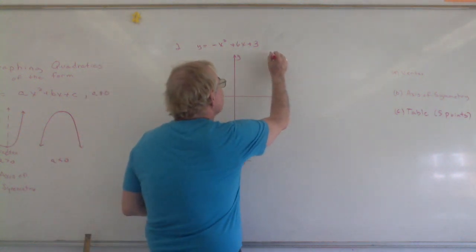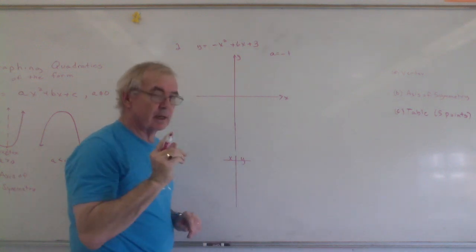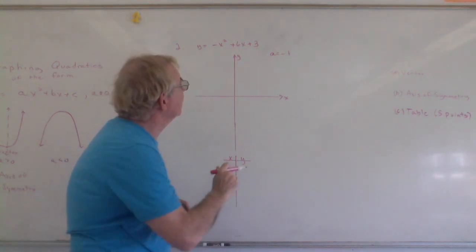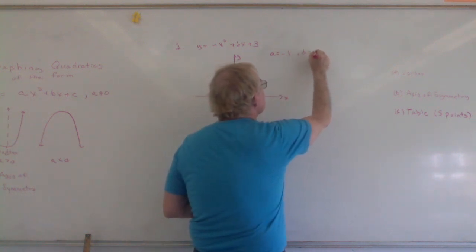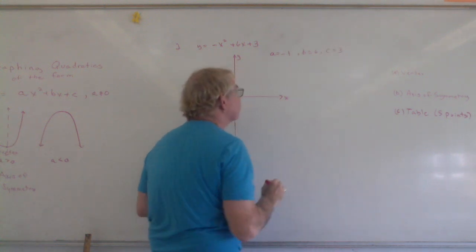Okay, a is the number in front of the x squared, which is -1. That's crucial. That means it's going to go down and have a maximum point. B is the number in front of the x, which is the 6. And C is the constant term, which is a 3.